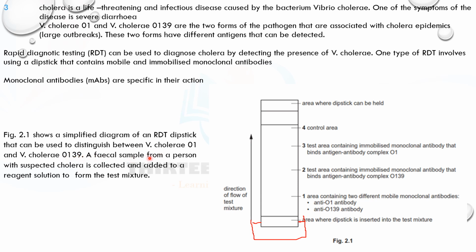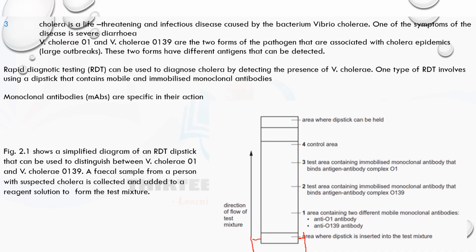Remember that cholera pathogens are transmitted through the oral fecal route, when you eat food or drink water that is contaminated with the feces of an infected person. So we are taking a fecal sample from a person with suspected cholera, which is collected and added to a reagent solution to form the test mixture. Okay, so let's see next.